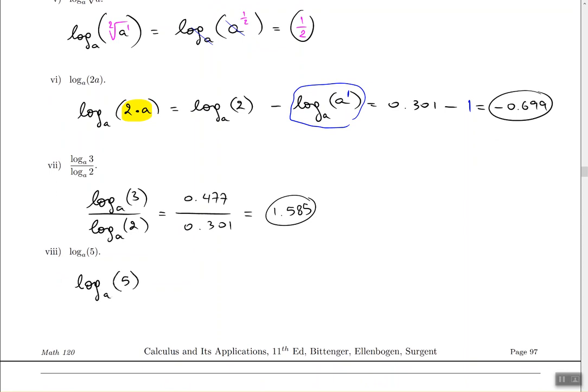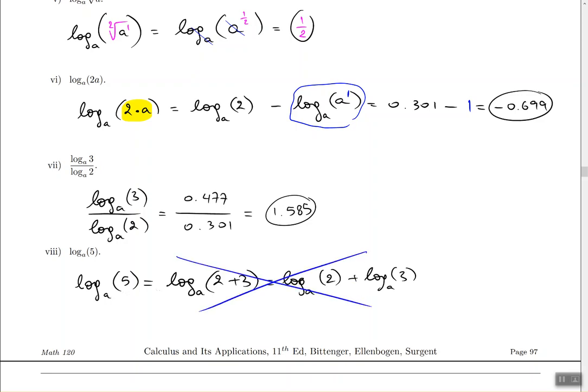Okay. Finally, we have log base a of 5. So here's what folks are usually tempted to do. They're usually tempted to do log base a of 2 plus 3, and then they want to write it as log base a of 2 plus log base a of 3. Now all this is pretty much complete nonsense. This is all false. We cannot do this, okay?